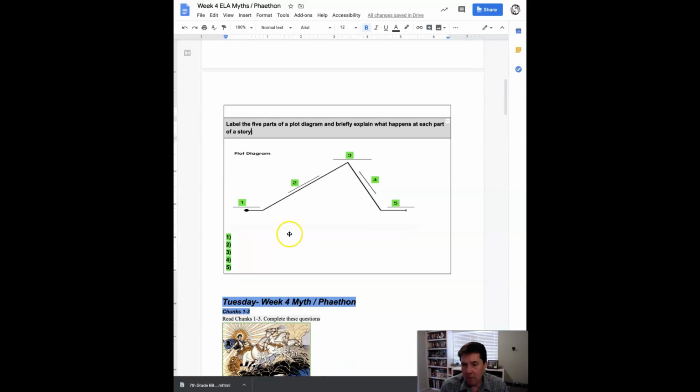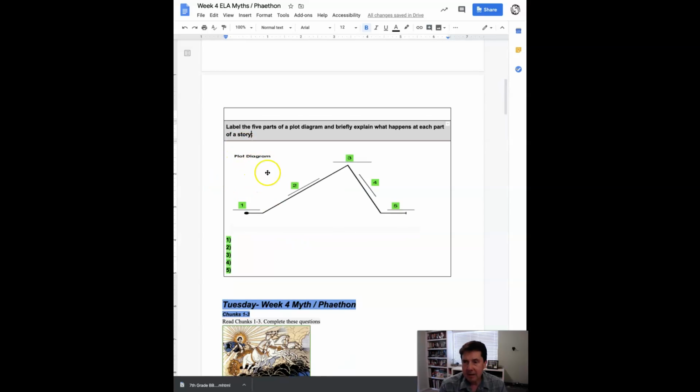And then the last part is on the plotline diagram. We looked at this before when you were writing your personal narrative and so on. Take a look at these 5 steps. I want you to label the 5 steps of the plot diagram. What's the name of them? And generally, it can be pretty brief. What happens at each stage in a story?